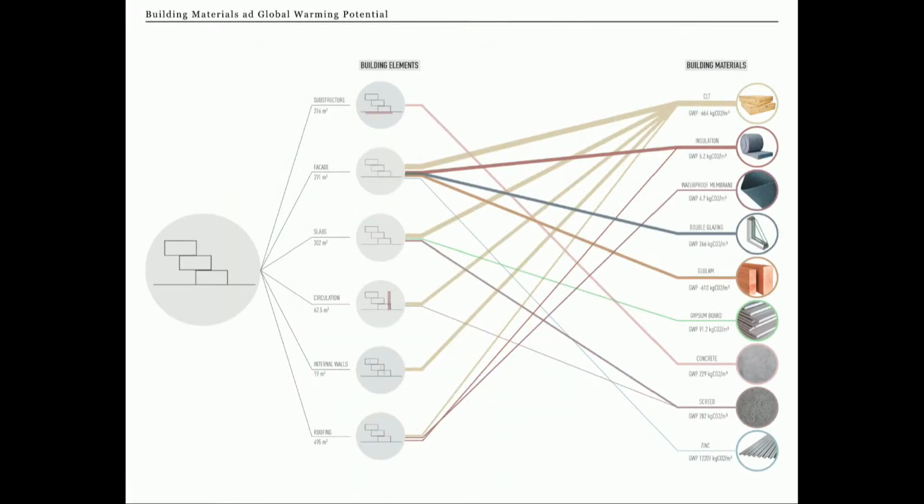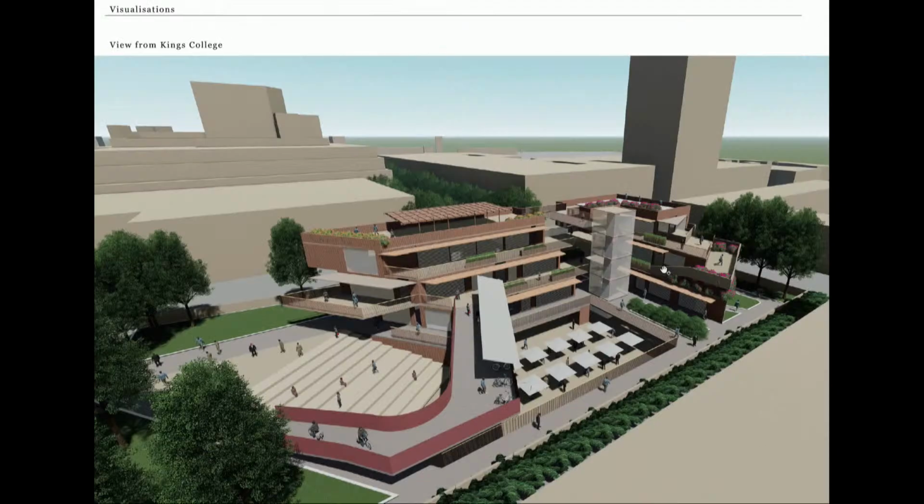Then moving on, I did a building material study and a global warming potential study for the design. So I broke it up into different parts, calculated the global warming potential of each element and what's good for the environment and what's harming the environment. And I will be moving on to finding a total and coming to a conclusion with this.